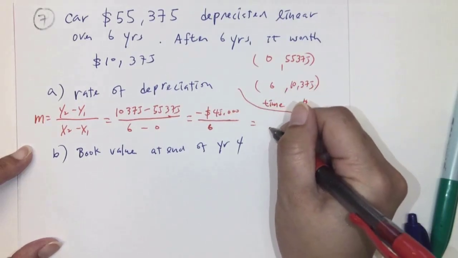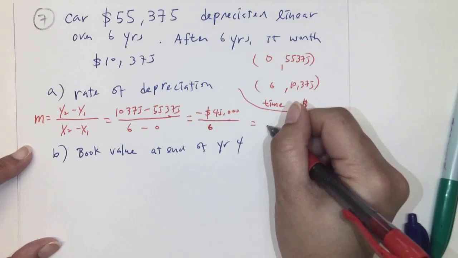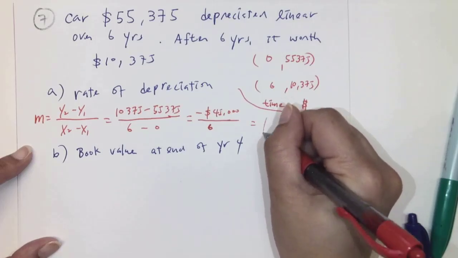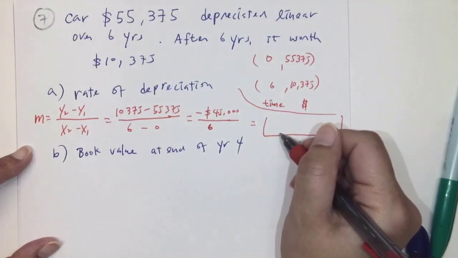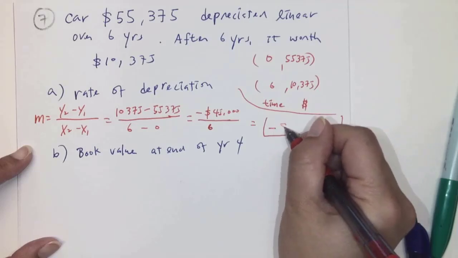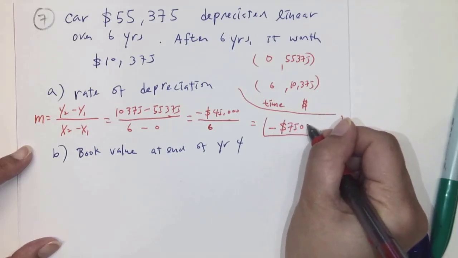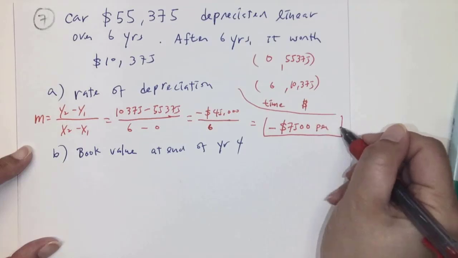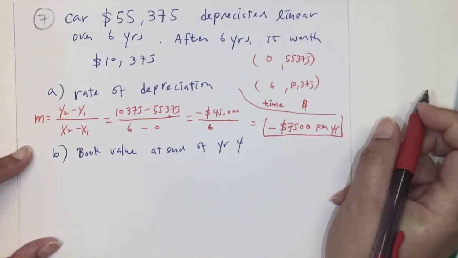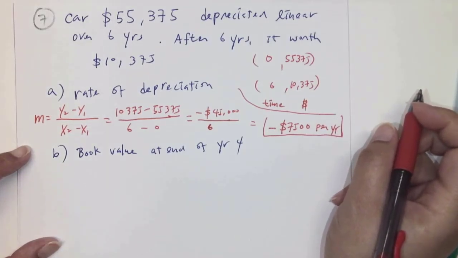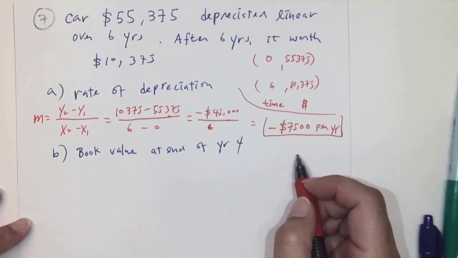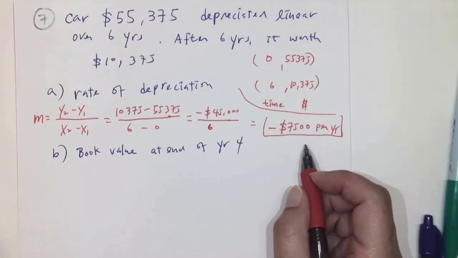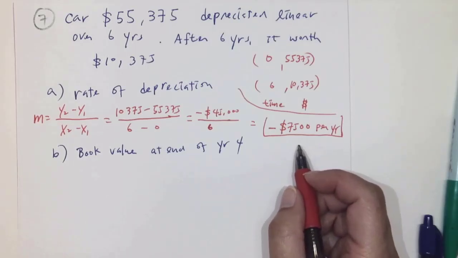Is it a nice number? Negative 7,500 per year, right? So each year, the value of the car drops $7,500. Okay? And it should be a negative because it's depreciating. And if they ask the rate of depreciation, you will say it loses $7,500 per year, basically.